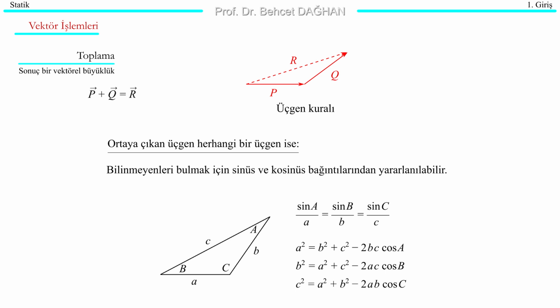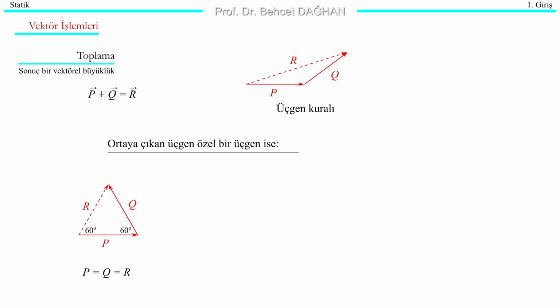When operating with the triangle rule, adding vectors, the resulting triangle can be any triangle. Then we can use the sine, cosine relations to find the unknowns. Whatever values we know, we try to find the unknowns in terms of them. The resulting triangle can be a special triangle. For example, it could be an equilateral triangle. If it is an equilateral triangle, then all sides are equal. P, Q, R are all equal.